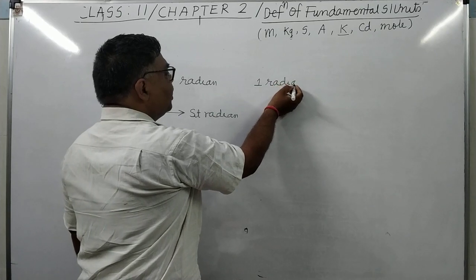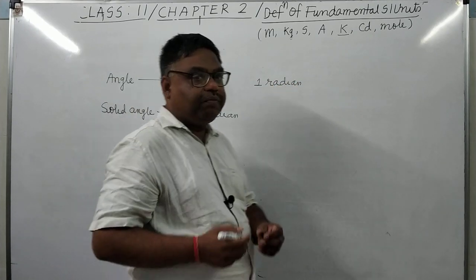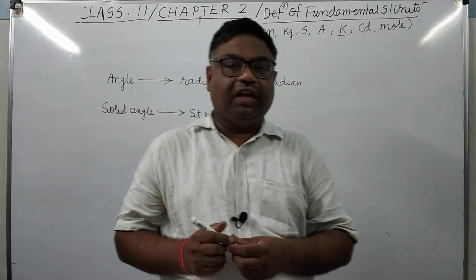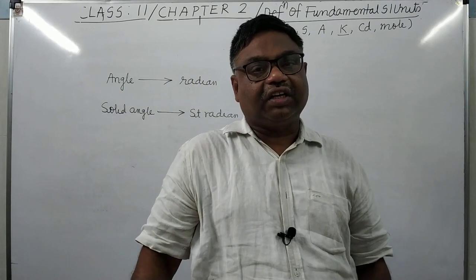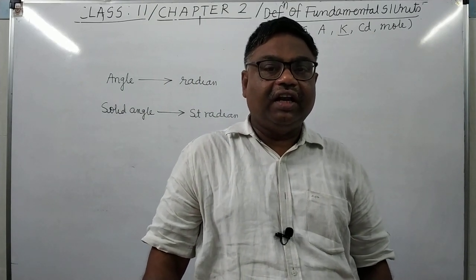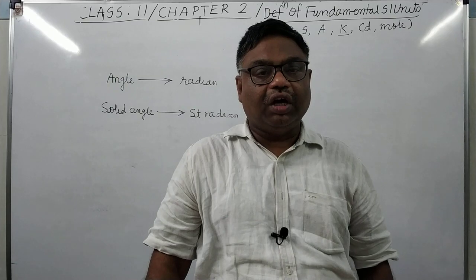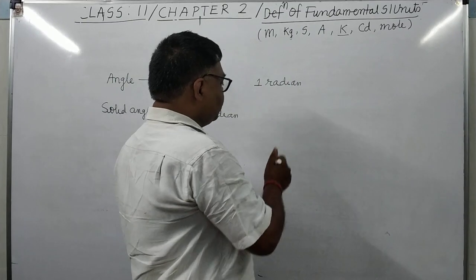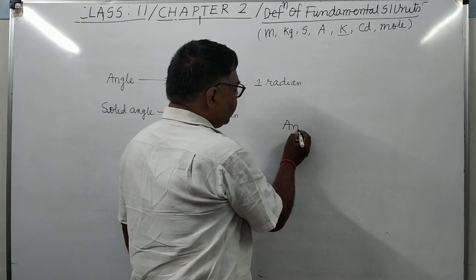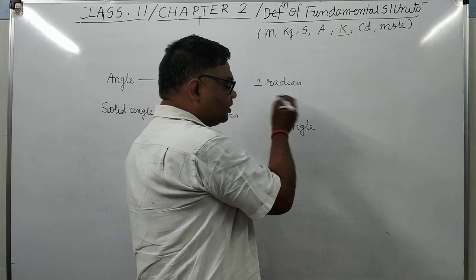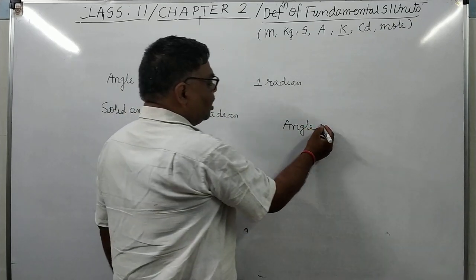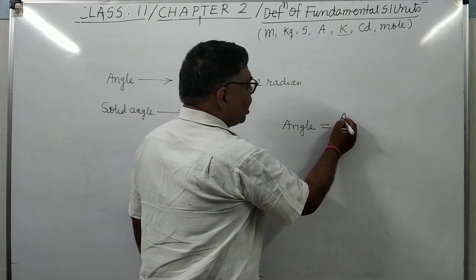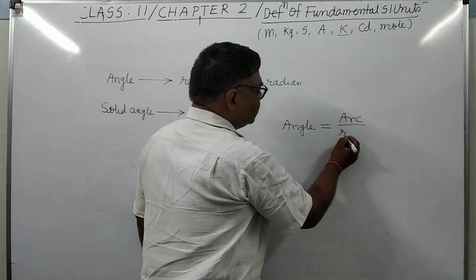So 1 radian is the angle subtended by an arc of the circle at the center of the circle, such that the length of the arc is equal to the radius. As we know, what is the formula of angle? This is the plane angle. Angle equals arc upon radius.